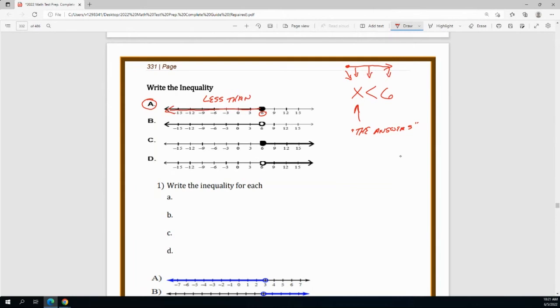Now, also notice, do you notice that it's a closed circle? Well, that means that they can be 6. The answers can be 6 and less. Well, that says the answers are less than or equal to. So you're going to have to insert a little line underneath that inequality symbol.